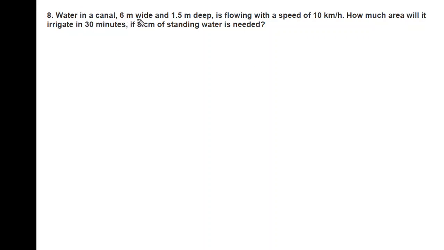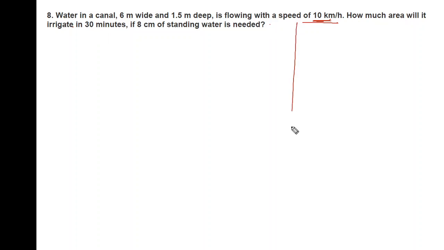Water in a canal 6 meter wide and 1.5 meter deep is flowing with a speed of 10 km per hour. How much area will it irrigate in 30 minutes if 8 cm of standing water is needed? So what is given here? There is a canal. You can imagine a canal. The canal is in the shape of wide and deep is given. There must be a length. So you can say the canal is in the shape of cuboid. Okay, and it is flowing at a speed of 10 km per hour. Very nice. How much area will it irrigate in 30 minutes?